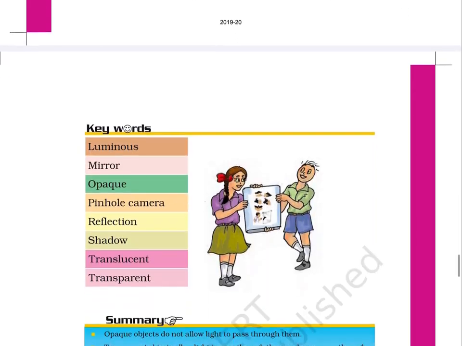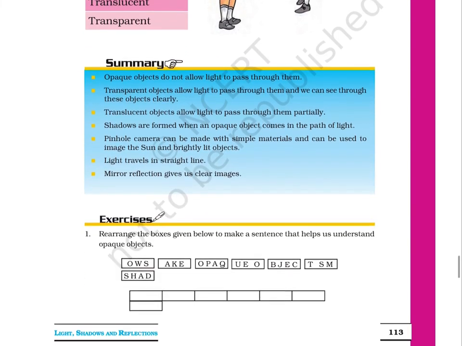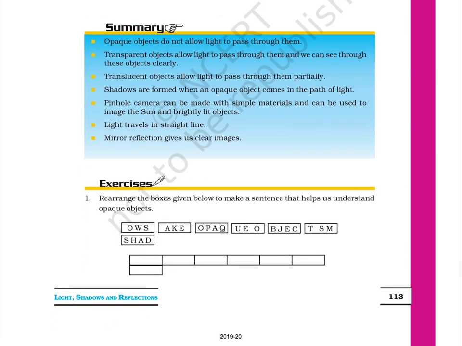Page 113. Keywords: luminous, mirror, opaque, pinhole camera, reflection, shadow, translucent, transparent. Summary: opaque objects do not allow light to pass through them. Transparent objects allow light to pass through them and we can see through these objects clearly. Translucent objects allow light to pass through them partially. Shadows are formed when an opaque object comes in the path of light.